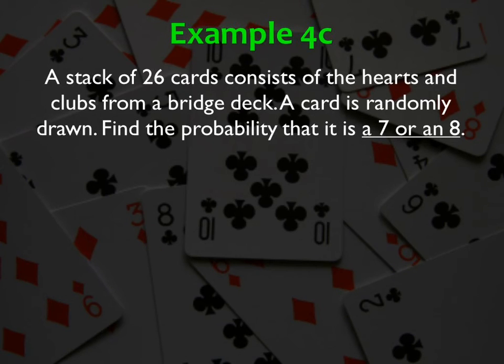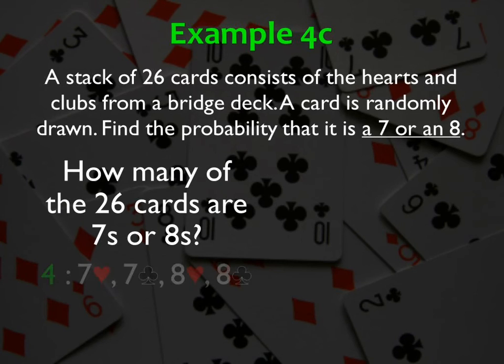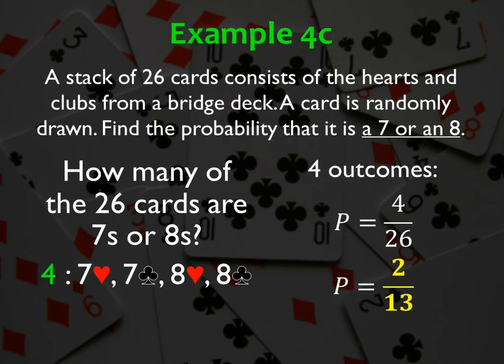4c, what's the probability that you will draw a 7 or an 8? Remember, you're only drawing 1 card. So you have 4 possibilities. There are 2 7s, the 7 of hearts and 7 of clubs, 2 8s, the 8 of hearts and the 8 of clubs. So you have 4 possible outcomes out of a total of 26. So that reduces to 2 out of 13.